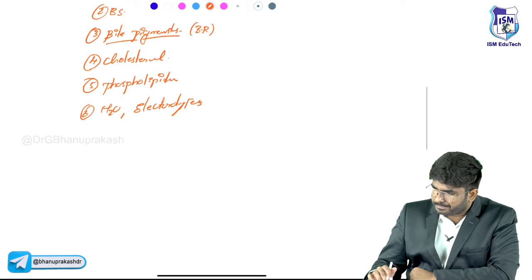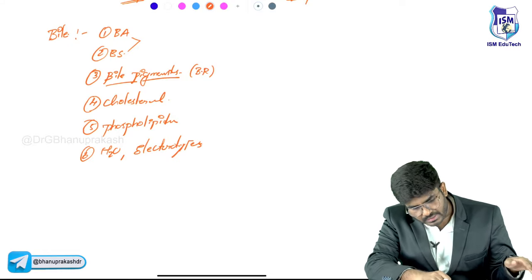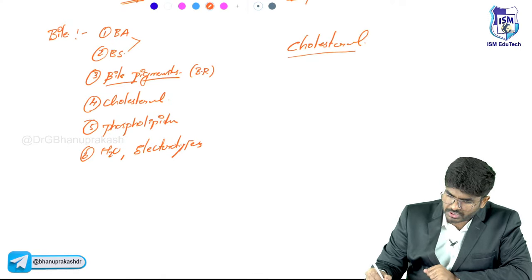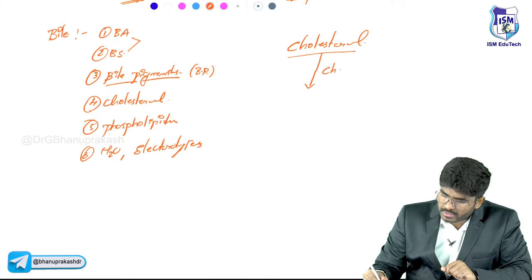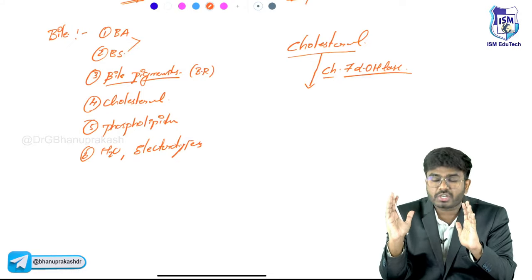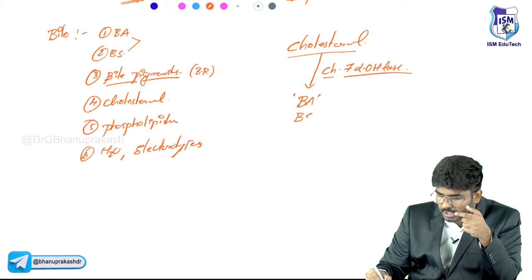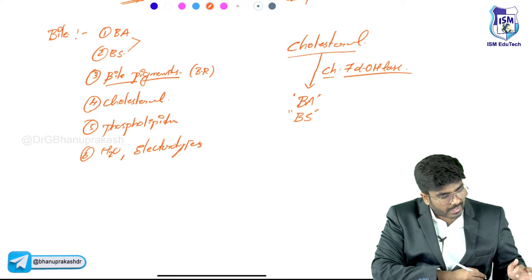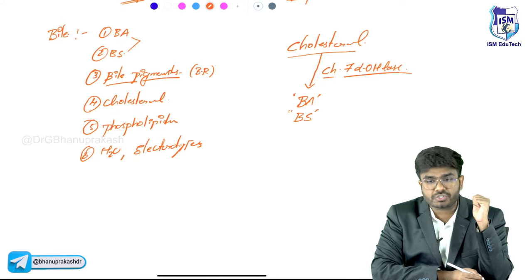What exactly are these bile acids and bile salts made up of? The bile acids and bile salts are made up of cholesterol. There is an enzyme called cholesterol 7 alpha hydroxylase. With the help of this enzyme, the cholesterol will be converted into bile acids and bile salts. So, the first point I want you to know is that bile acids and bile salts are nothing but cholesterol.